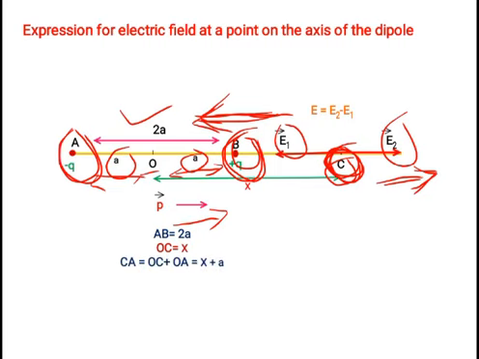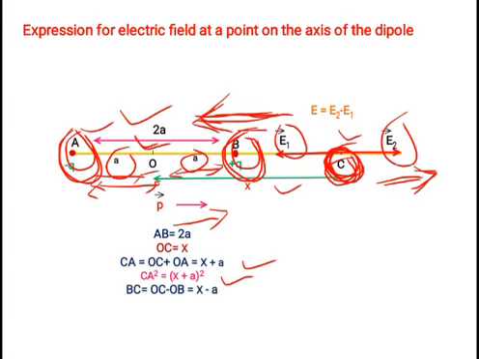What is the distance from C to A? From this C to A is how much? This much is x, and this much distance is how much? That is a. So OC plus OA, that is x plus a. Suppose if we take the square of that, then CA square is equal to (x plus a) whole square.